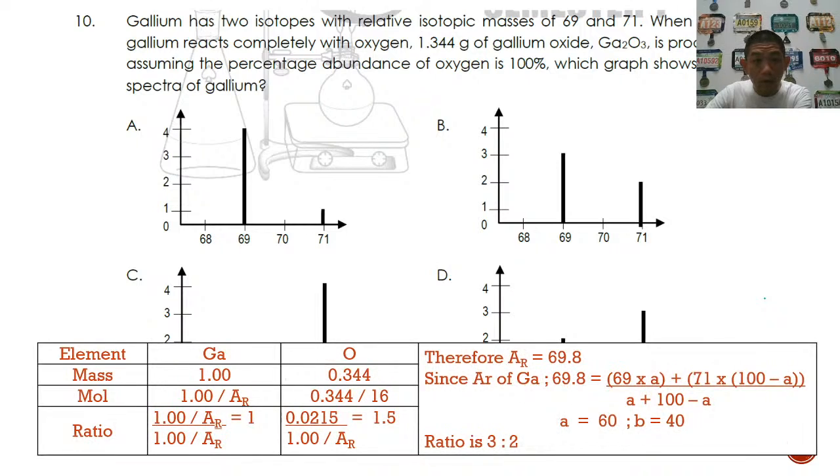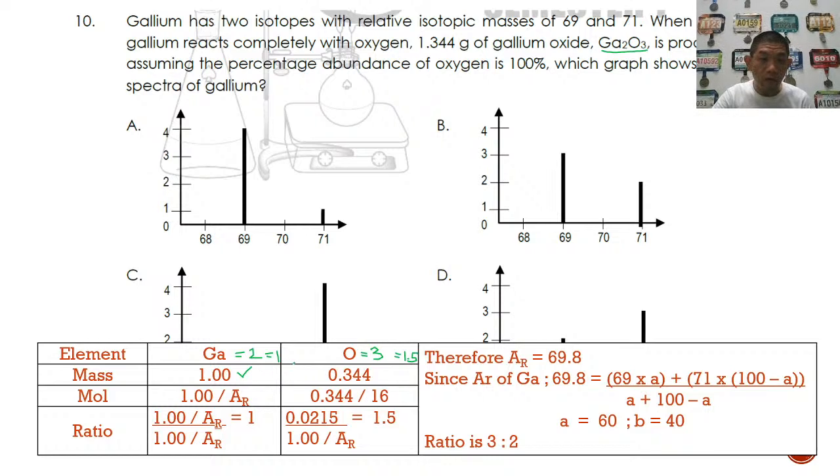Very easy. First of all, you have to understand that the formula of gallium oxide is Ga2O3. In other words, if you use the empirical formula method, the empirical formula of gallium to oxygen is 2 to 3. When we convert it into the simplest form, it actually equals 1 to 1.5. If you still remember how to calculate empirical formula, initially we start from 1 gram of gallium.